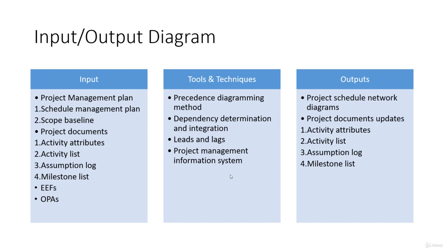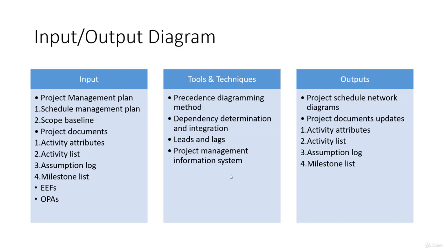Lead and lag refers to the time. If it's happening before the event, it's lead, and if it's happening after the event, it's lag. And project management information system is nothing else than these softwares like Jira and Microsoft's project management tool. So you can simply enter the events and enter the dates or days.